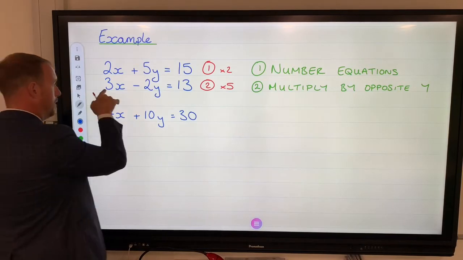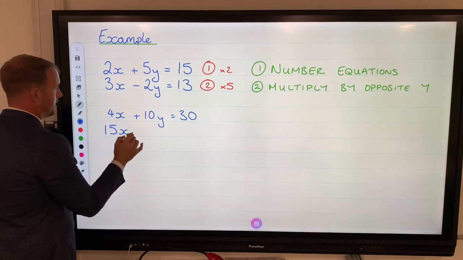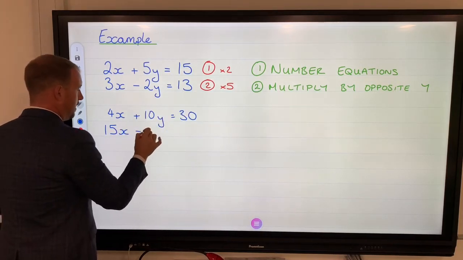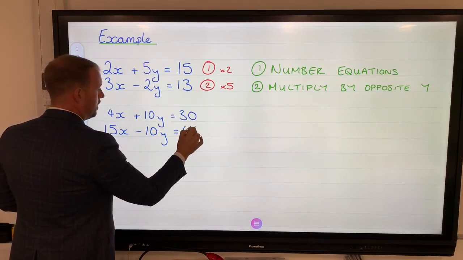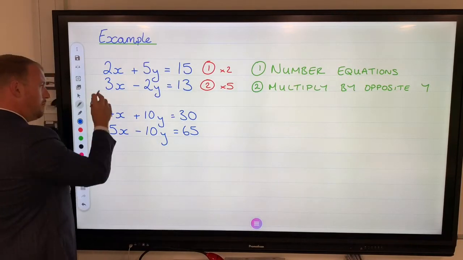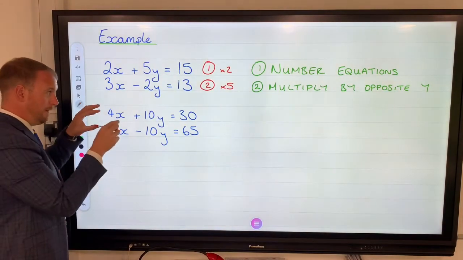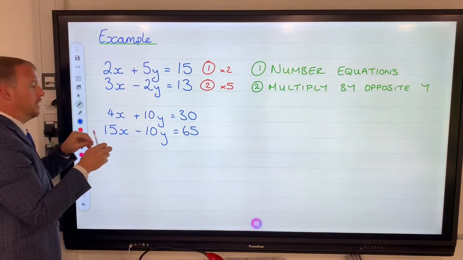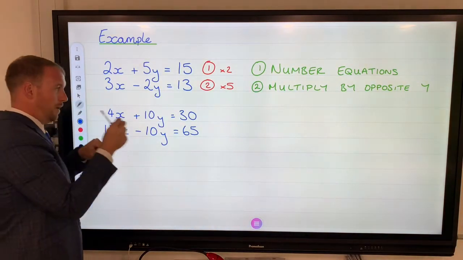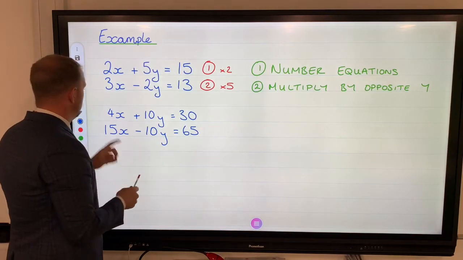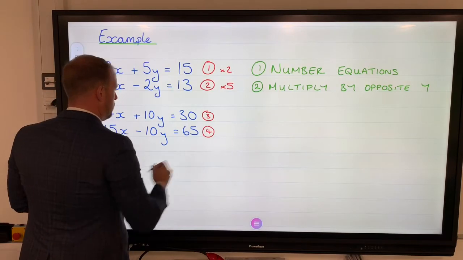Underneath then, I'm multiplying all of this by 5. So 3x times 5 is 15x, 2y times 5 is 10y, 13 times 5 is 65. Now the reason why I'm multiplying all of it, not just each little section, is because that way the x value and the y value will stay the same amount. I'm just enlarging all the numbers, therefore the x value and the y value are still exactly the same. So I've now got equation 3 and equation 4.